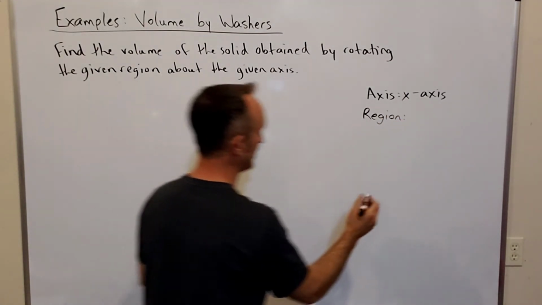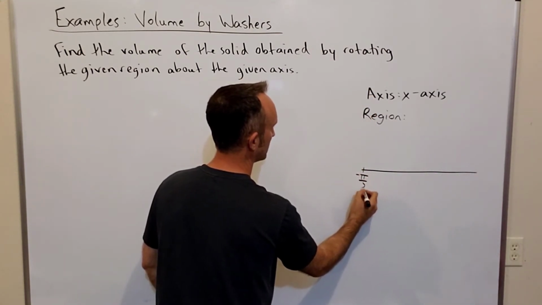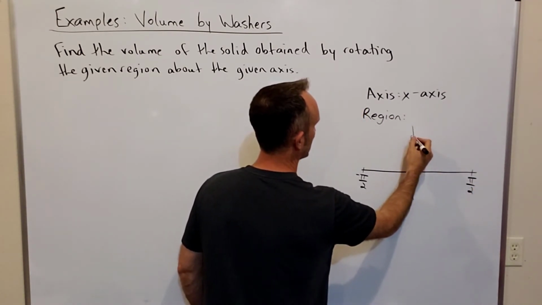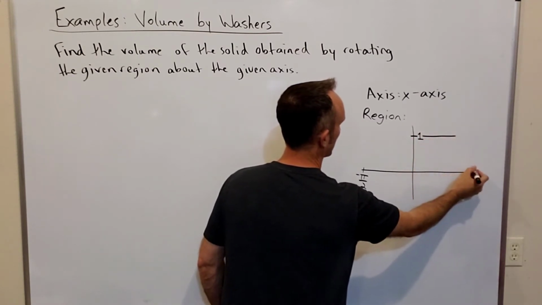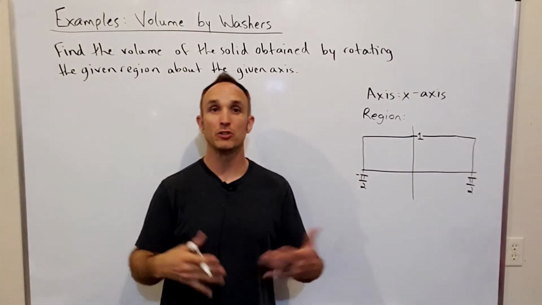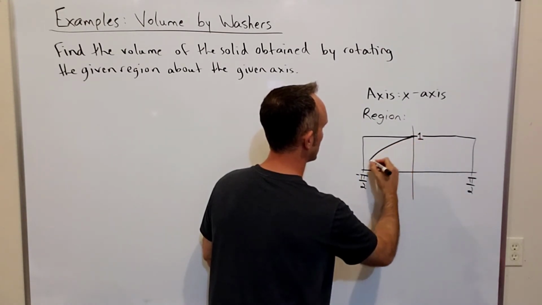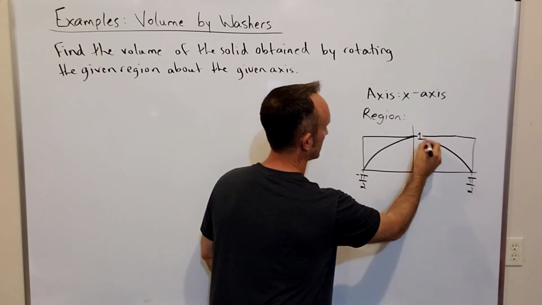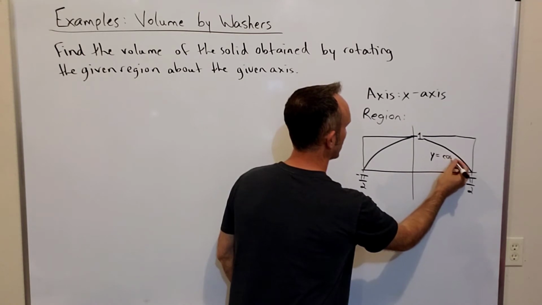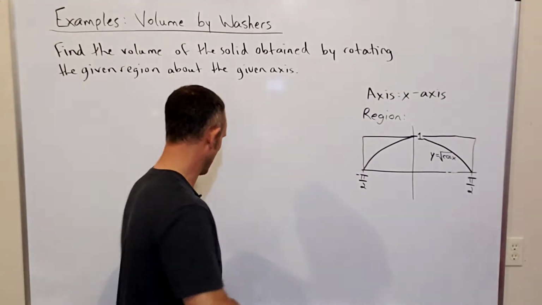So on the x-axis, we're going to go from -pi/2 to +pi/2. And then on the y-axis, we're going to go up to 1. And we'll draw a rectangle here. Within that rectangle, we're going to embed a curve that looks like this. And this curve is y equals the square root of the cosine of x, okay? Y equals the square root of the cosine of x.